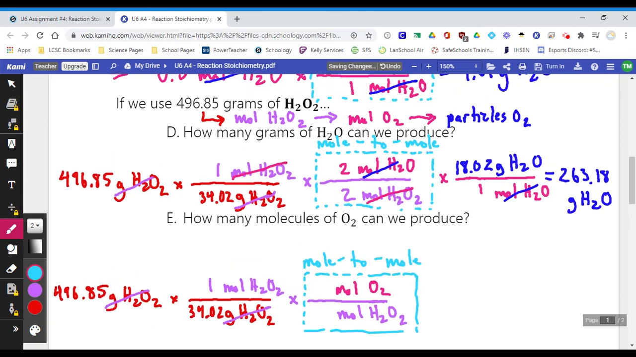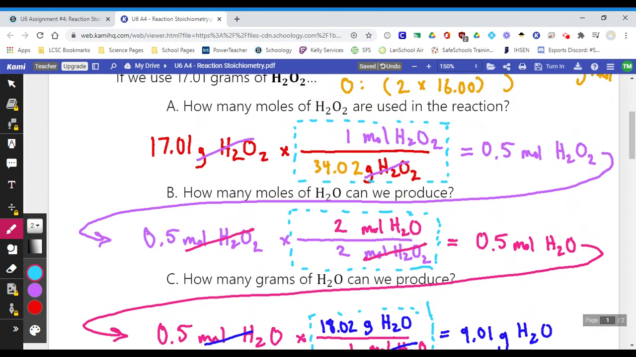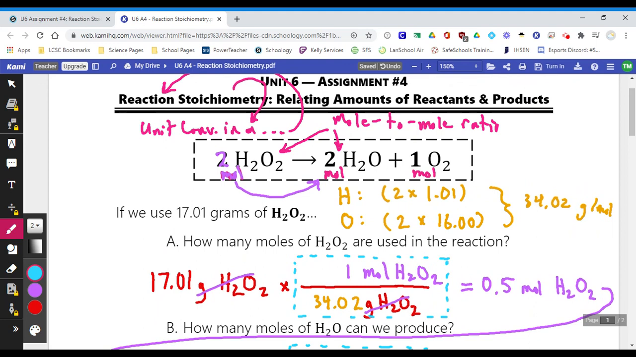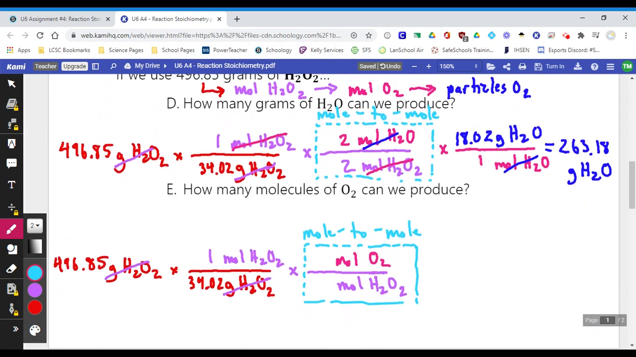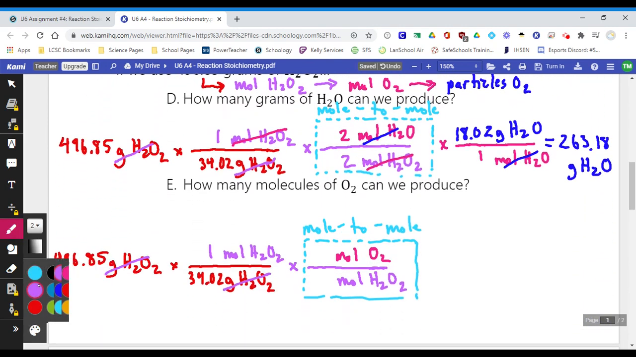All right, so I go and look at our reaction equation. If I had 2 moles of H2O2, I could make 1 mole of O2. So that's my conversion factor. 2 moles of H2O2 can be used to make 1 mole of O2 in this reaction. Okay, so that's how I'm going to convert from moles of H2O2 to moles of O2.